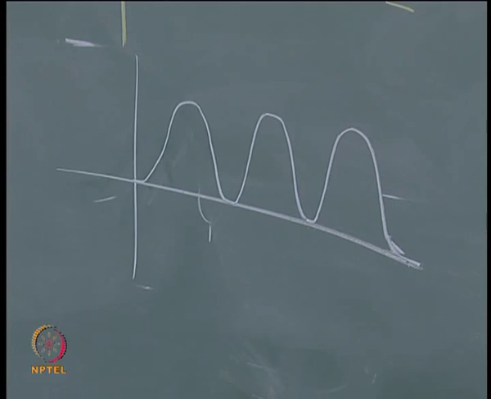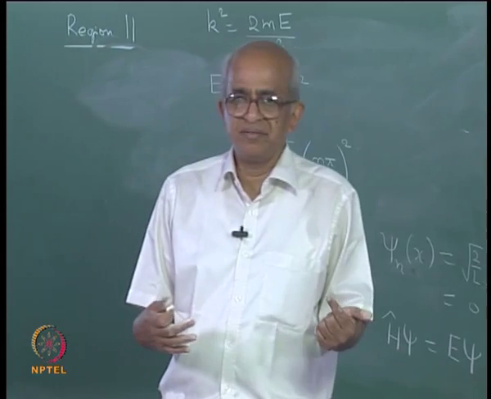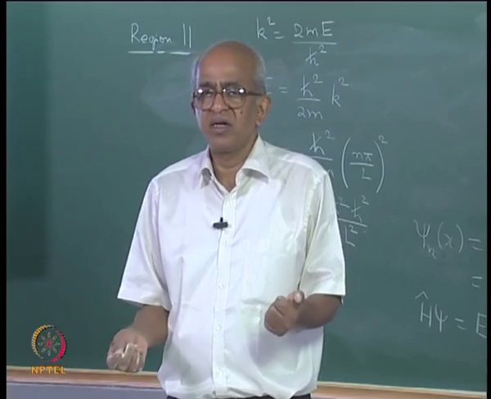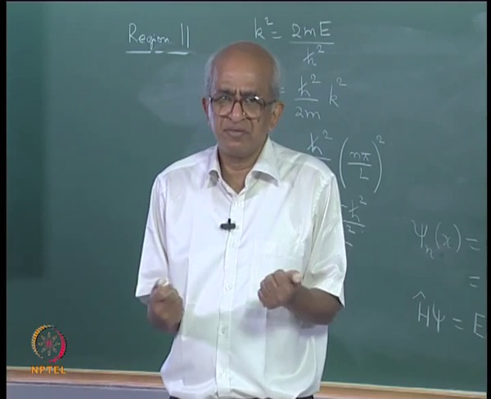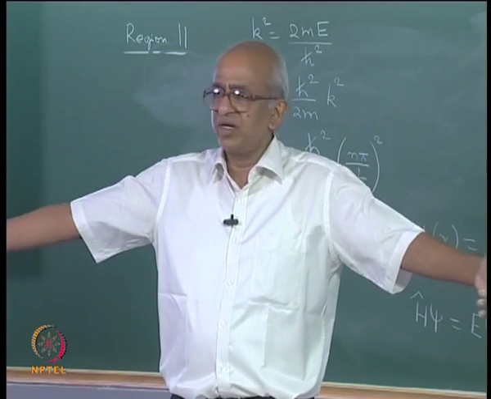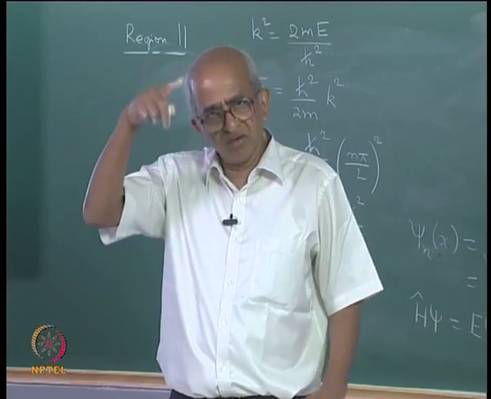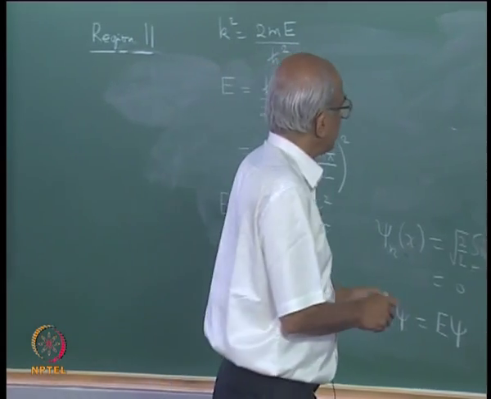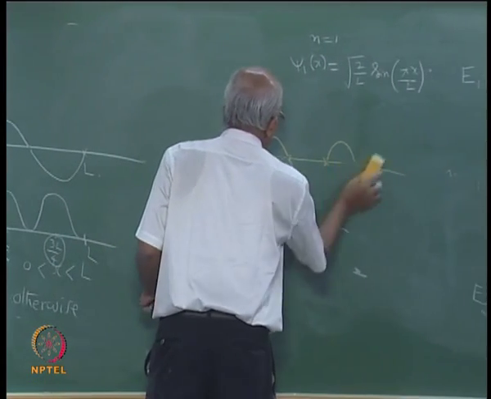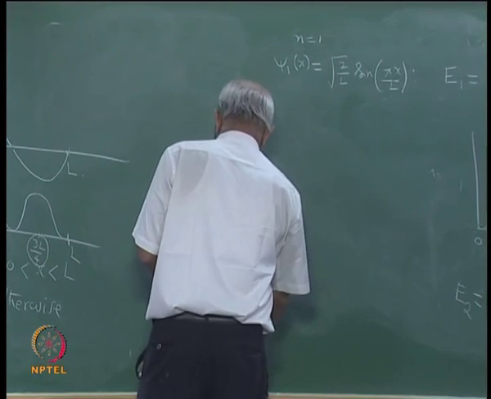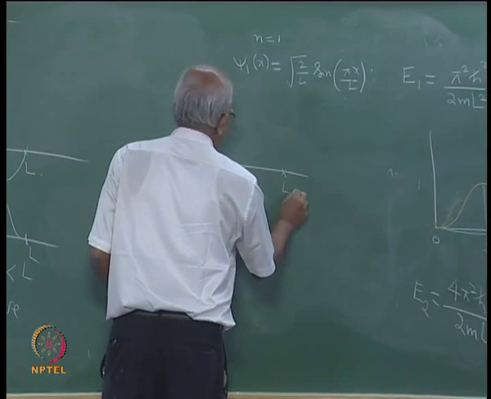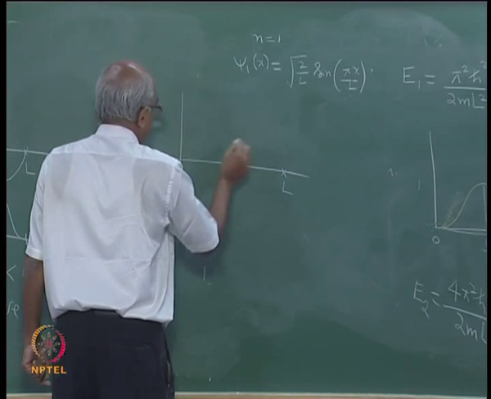So, I can say that if I have the wave function psi n, where n is the quantum number, then it will have n minus 1 nodes. Suppose the value of n was 10, what will happen? You will have 9 nodes, and how will it look? It is difficult to draw, but let me just try. This is L, and I have to draw a wave function which has 9 nodes.